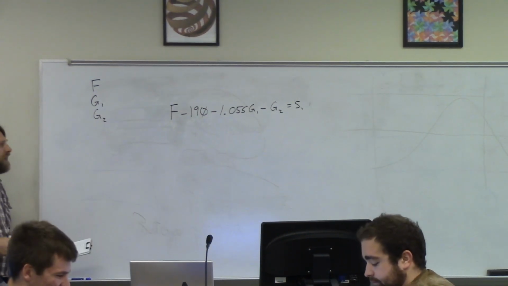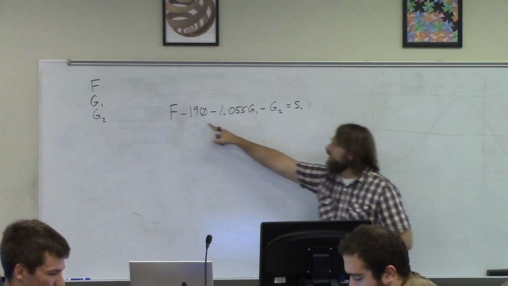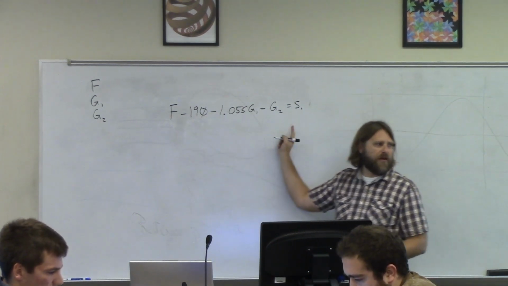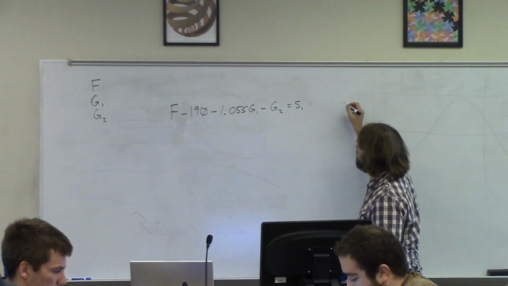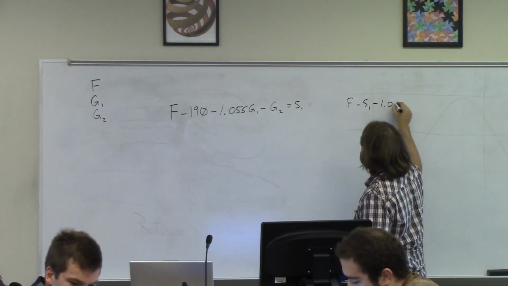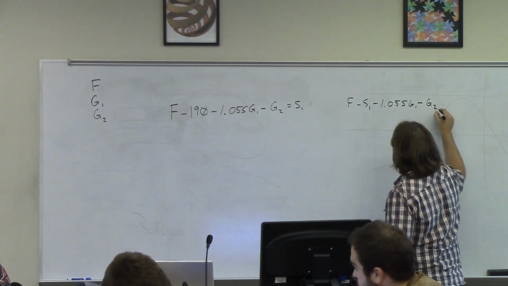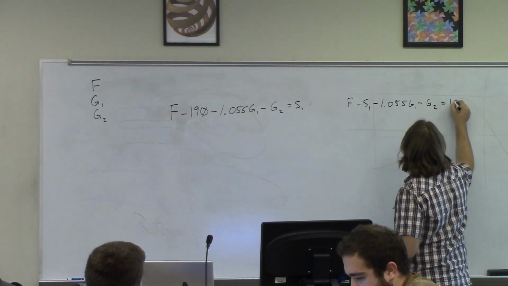So we can rearrange this equation, which we didn't do on Monday, to put this on the right hand side and put all our variables on the left hand side. So we can do something like F minus S1 minus 1.055 G1 minus G2 equals 190.